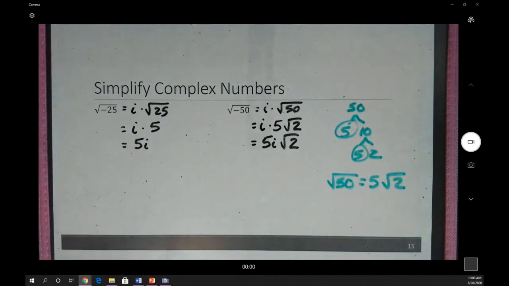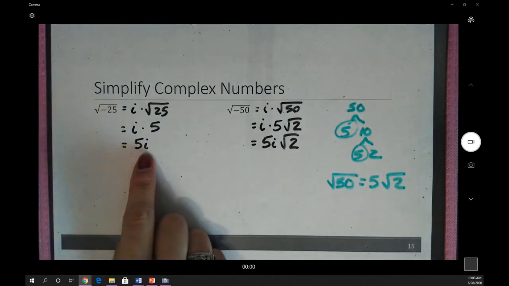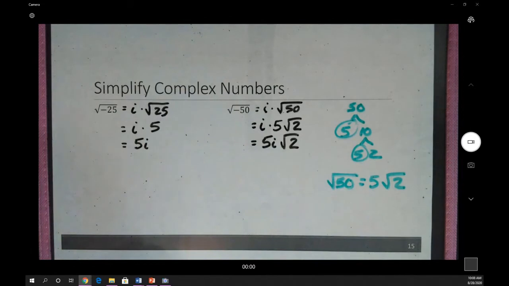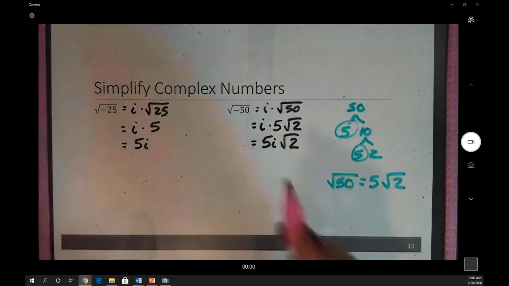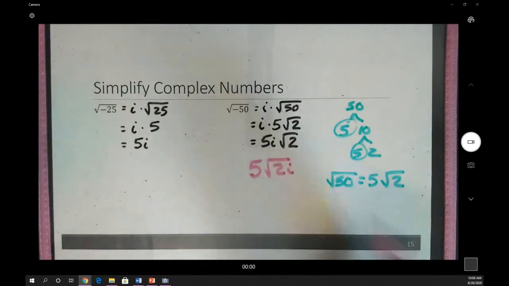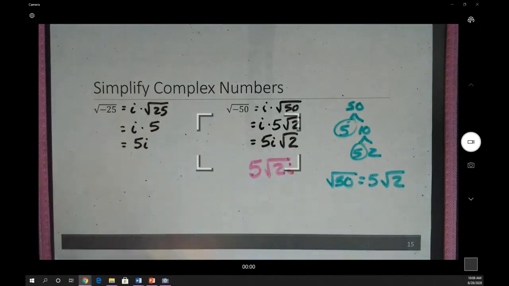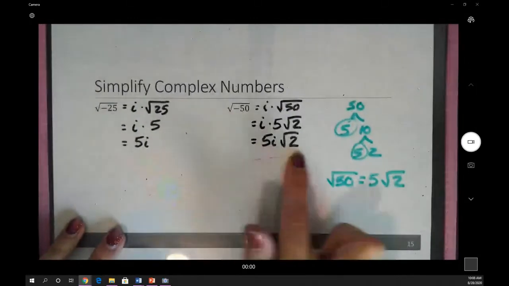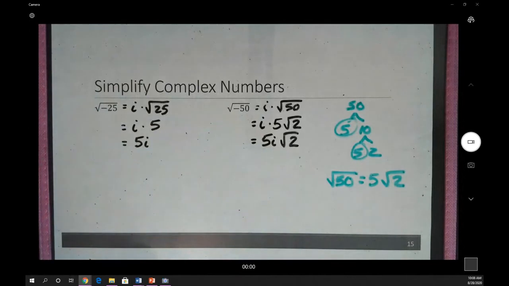In general, the i is going to come last. But if we have a square root attached to the i, we're going to put the square root last. The reason for that is if I were to write 5 times the square root of 2i, you would have to decide whether the i is supposed to be under the square root or not. And that's just not something we want to deal with. So we move the i in front of the square root so that it is very clear that the i is not under the radical.